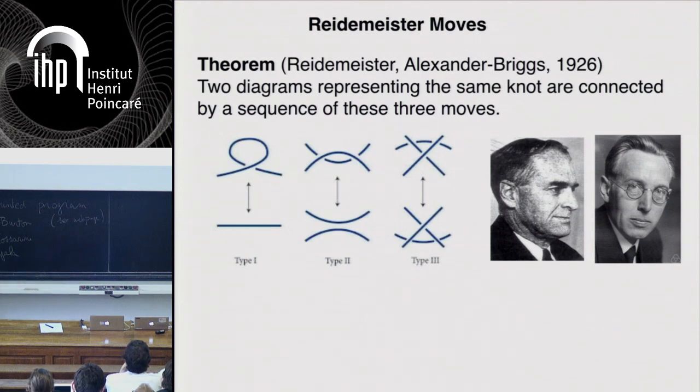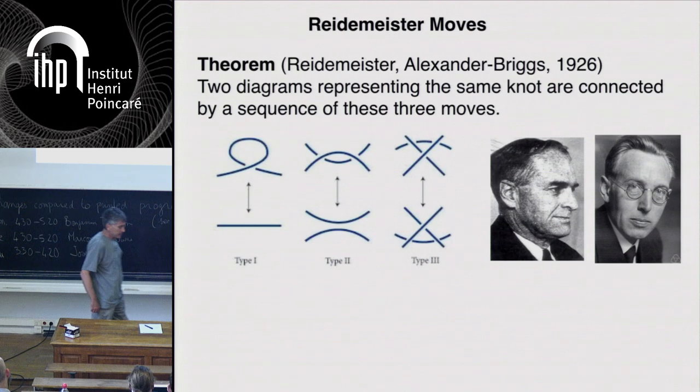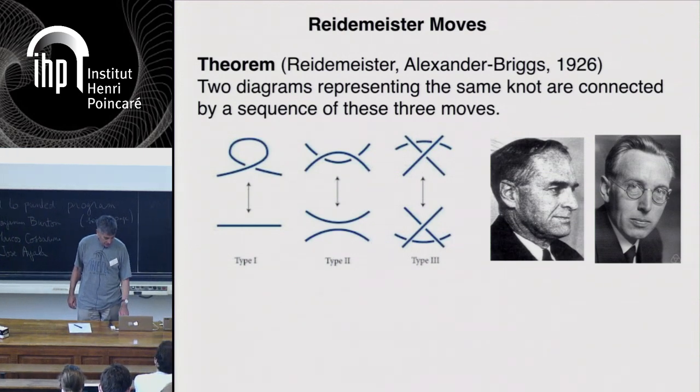Okay, so the fact that the two diagrams represent the same knot was proved by both Reidemeister and Alexander and Briggs independently in the same year, although they're called Reidemeister moves. And it's a very simple argument, actually, but surprisingly not well known.